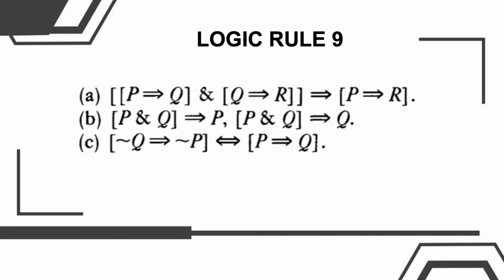So, yung letter B naman has something to do with simplification. So, the first one is P and Q. So, we are having this conjunction of P and Q, then P. Sabi niya, P and Q, then P. So, it's the same as P and Q, then Q. So, yan yung simplification natin.